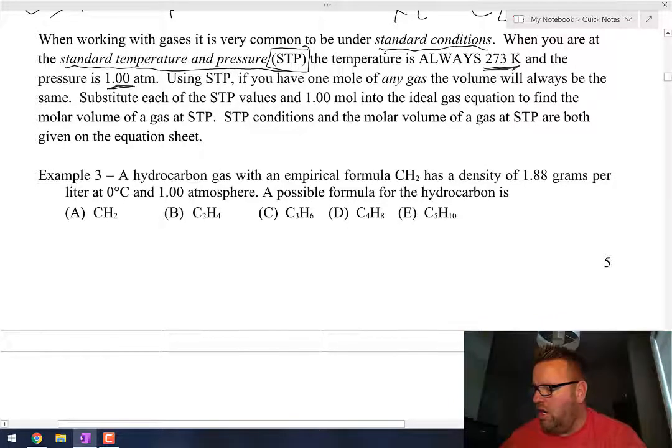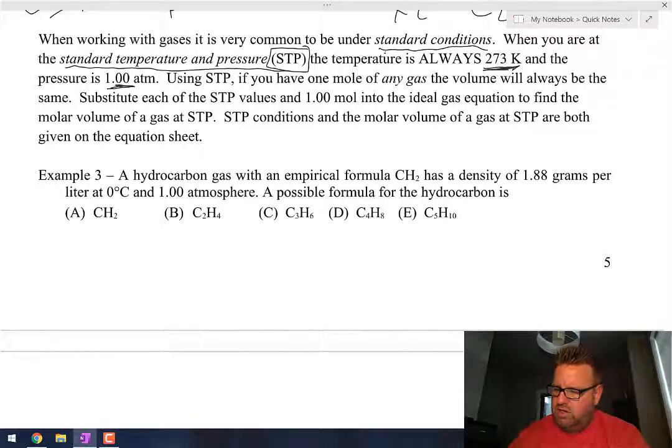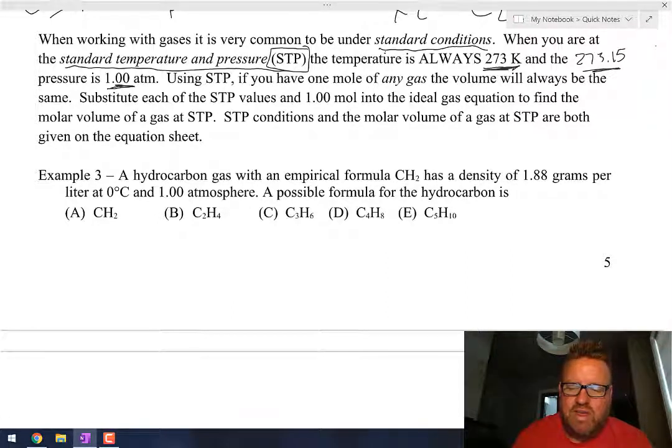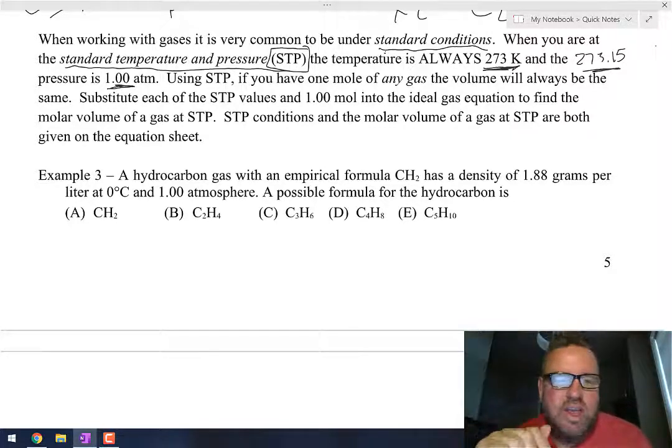Okay, I'm looking at the equation sheet right here under gases. They do have STP equals, oh, they did change it. It's not 273, it's 273.15. It used to just say 273. Doesn't matter, your math isn't going to change with that 0.15. So STP equals 273.15 Kelvin and 1.0 atmospheres. So that is something that is on the equation sheet.